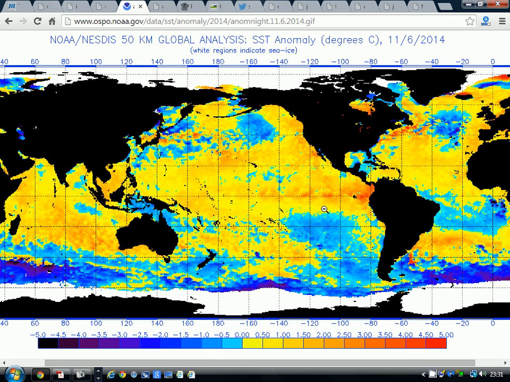So we're going to look at sea surface temperature anomalies across the globe next, but specifically interested in the area from Peru over here to Indonesia over here, which is along the equatorial Pacific.